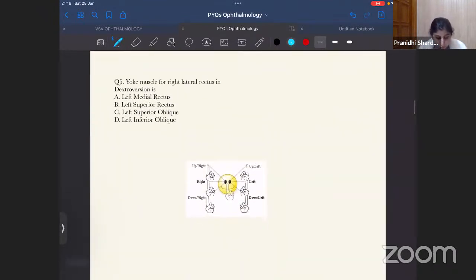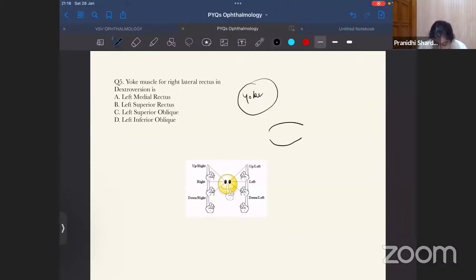Next is the yoke muscle for right lateral rectus. Firstly, what is a yoke muscle? Yoke muscles are a group of muscles, one from each eye. They are not present in the same eye. They are one from each eye, which act simultaneously in the version movements.